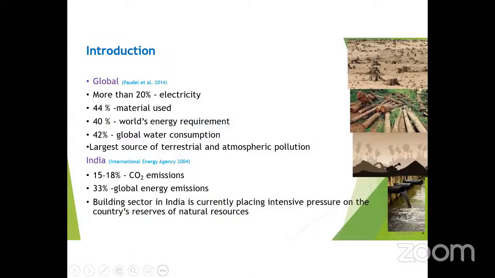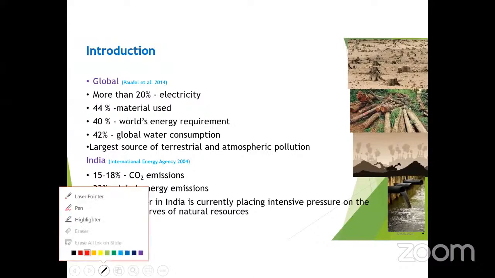Now, whenever we talk about any subject, what is the need of that subject? That is what we are going to see first. When we talk about green building, it is global and local, meaning the Indian perspective.